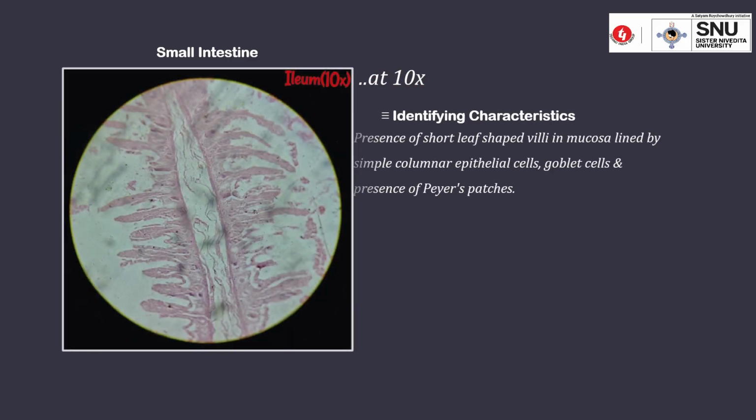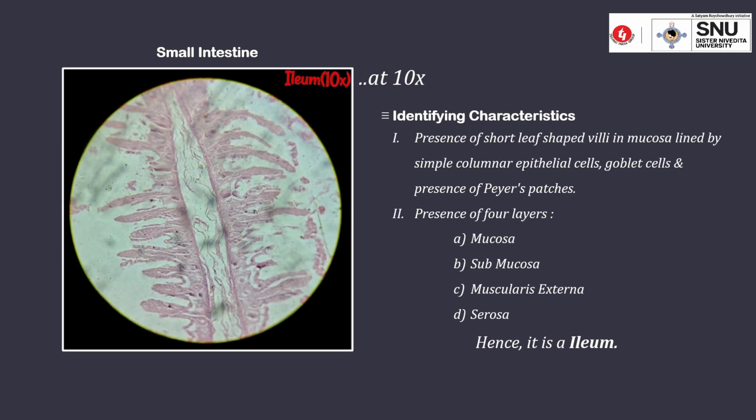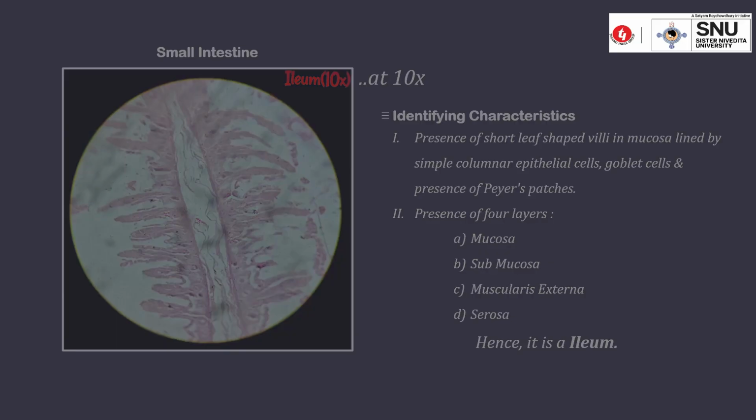Next, we are observing short leaf-shaped villi in the mucosa, which is lined by simple columnar epithelial cells along with goblet cells. We also observe the presence of Peyer's patches. The tissue is also showing 4 distinct layers: mucosa, submucosa, muscularis externa, and serosa. Hence, the slide is identified as the ileum.